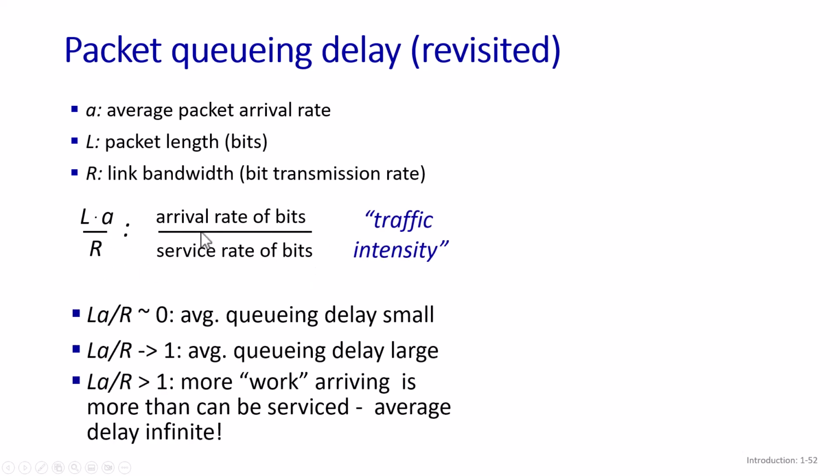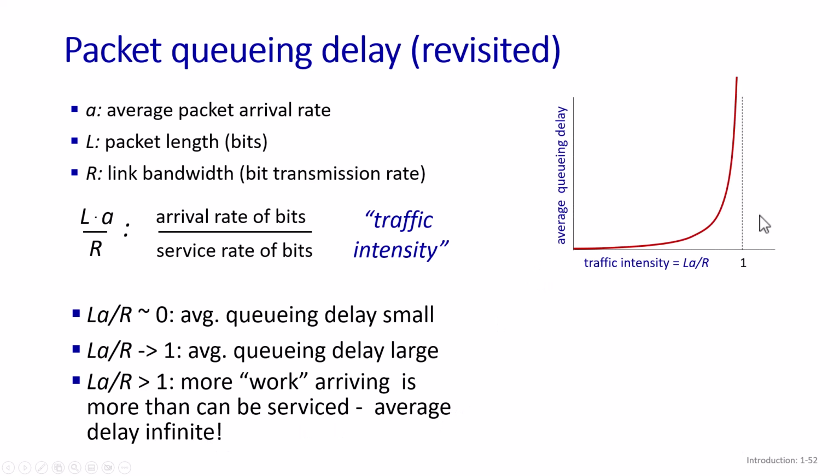Now, when we divide the arrival rate of bits by the service rate, we obtain the traffic intensity. Taking a closer look at the effects of traffic intensity: if LA over R is closer to 0, then the average queuing delay is small. This is what we want to achieve. When LA over R is closer to 1, the average queuing delay is large. But when it is much higher than 1, more work is arriving than can be serviced, so the average delay is infinite.